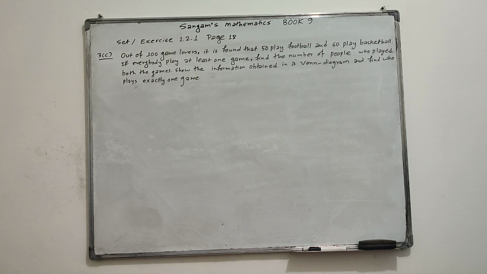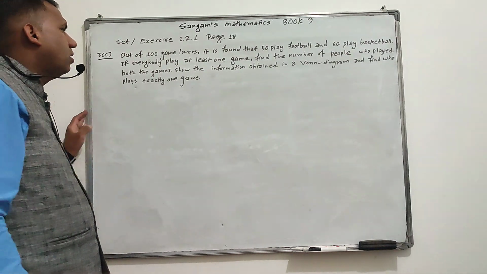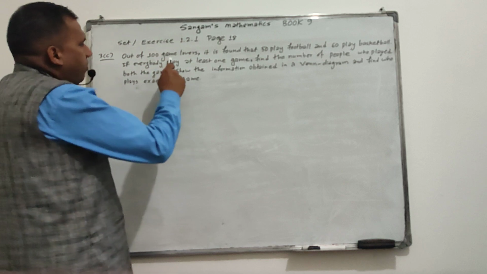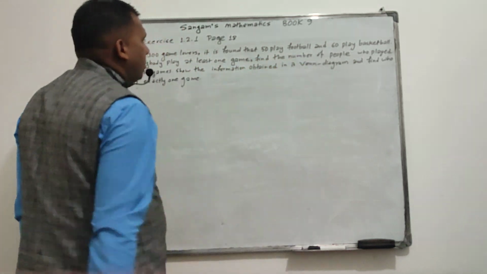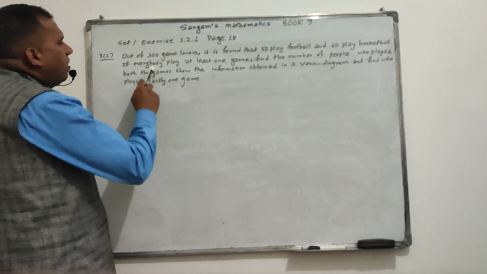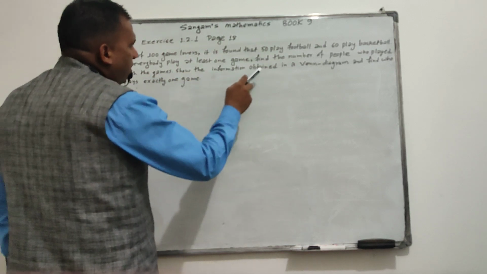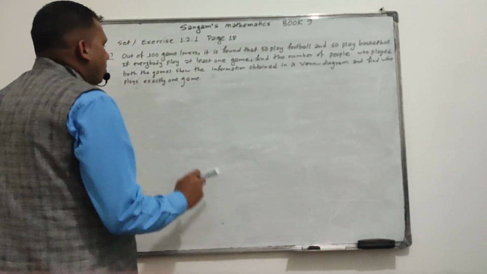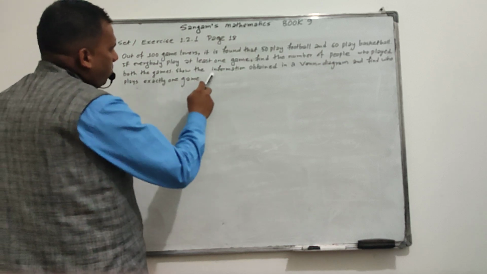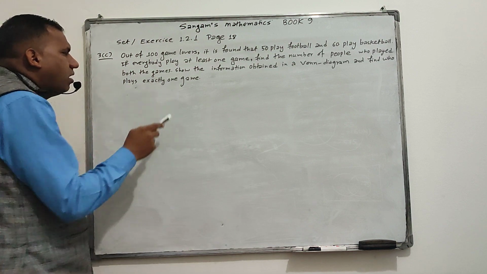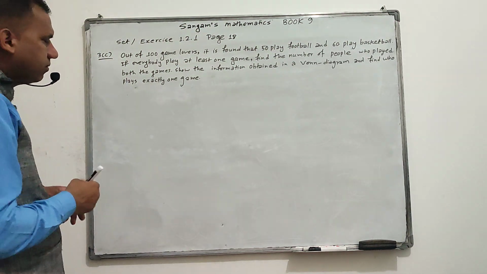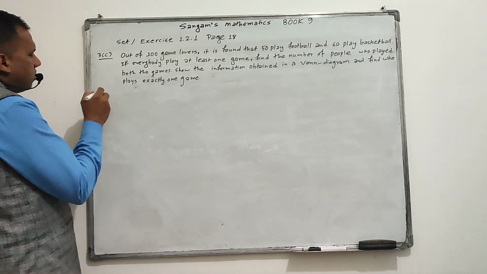Now next question, question number 3C. The question is, out of 100 game lovers, it is found that 50 play football and 60 play basketball. If everybody plays at least one game, find the number of people who played both the games. Show the information obtained in a Venn diagram and find who plays exactly one game. Now let us do its solution.